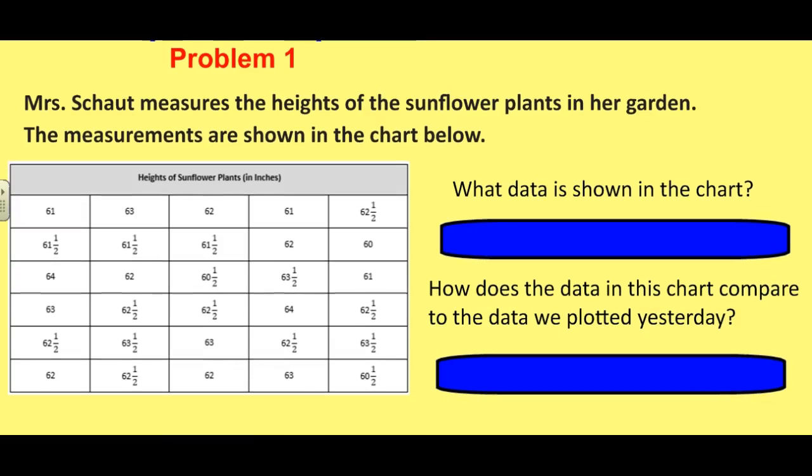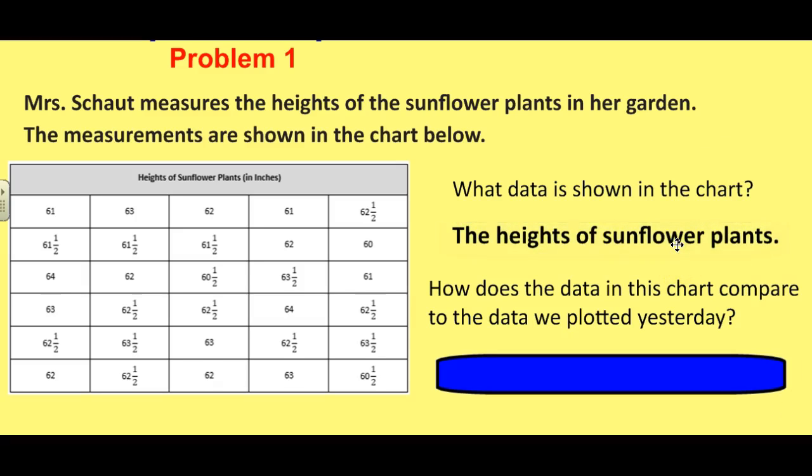When we're looking at the chart, you have to ask yourself what data is shown in the chart. We know that the data shown are the different heights of the sunflower plants in her garden. How does the data in this chart compare to the data we plotted yesterday? If you think back to yesterday, you should recognize that there are a lot more heights, a lot more numbers in this chart, so we're going to be plotting a lot more on our line plot today.